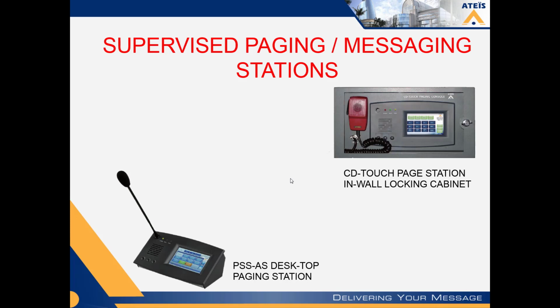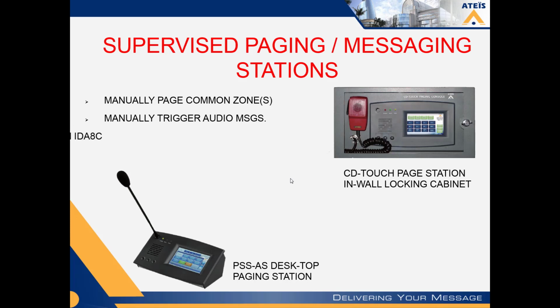All these are touchscreen, and you can manually page to all the common area zones that you have on the ID8 system. You can also manually trigger all the audio stored messages on the ID8C system, and they will enunciate faults directly from the ID8 system, and you can define which one of these gets the faults or not. And when there's a fault on the system, it'll beep at the console and scroll the fault message across the bottom of the console as well, so you know there's a problem.